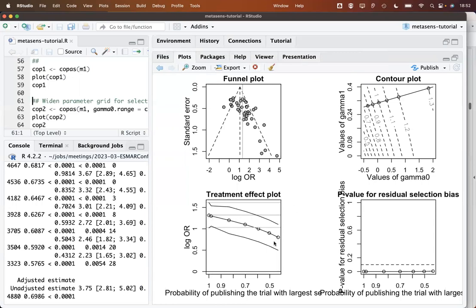And here we can see in a similar way, if we go down this line, what the influence on the confidence interval is. And in the bottom right figure, we can see, okay, if we adjust for bias to a certain degree, is there still some residual selection bias or not? And as we can see here, this is the case for all values.